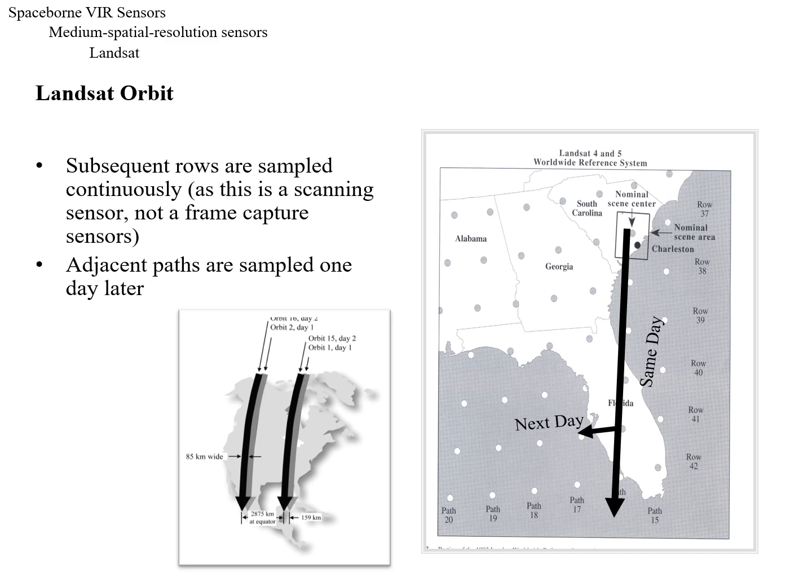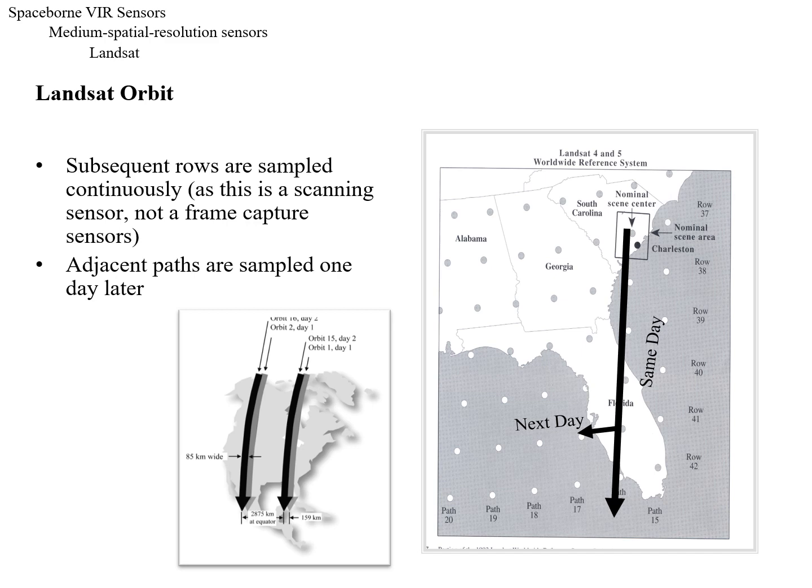The important thing to know is that subsequent rows, so as you're going north-south, are sampled continuously. It's a scanner success there. It's not frame capture. And then adjacent paths are sampled 1 day later. So that means that you have continuous weather conditions north-south.